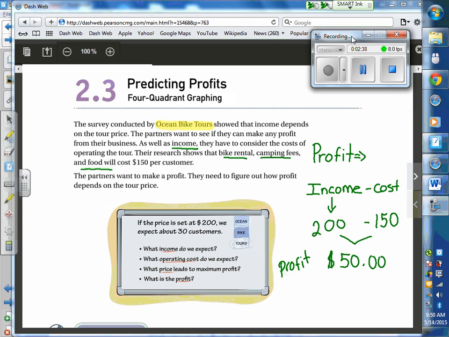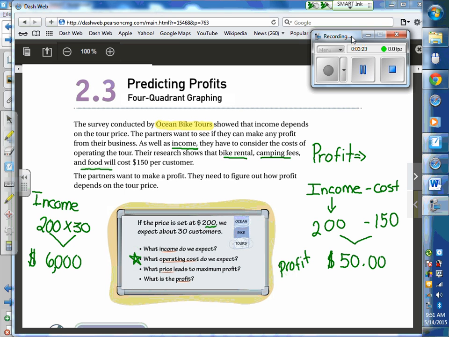Okay, so if we look at this little chart here, if the price is set at $200, we could expect about 30 customers. What income do we expect? Well, if each person pays $200 and 30 people come, then we can expect $6,000 in income. Remember though, that's not our profit. Okay, so we have to remember to figure out our costs.